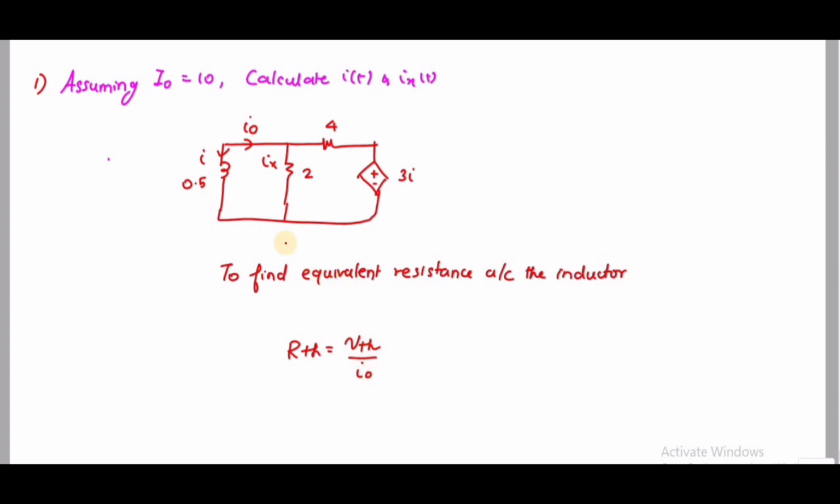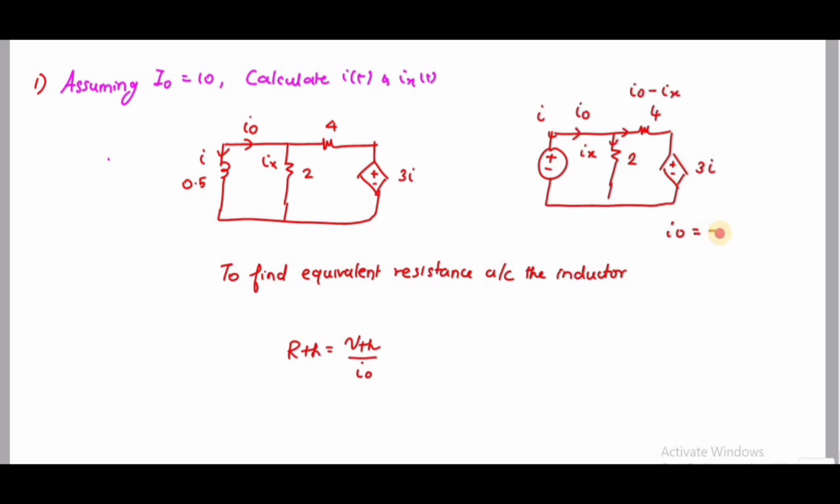Okay, so I can write R_TH is equal to V_TH by I naught. So for this V_TH, I naught, you see, should go outwards. So I can give the value of V_TH is equal to 1 volt, that is across the inductor. Okay, so once this circuit is formed, we can use mesh analysis to find the value. So what is I naught? I naught is equal to minus of i, right?